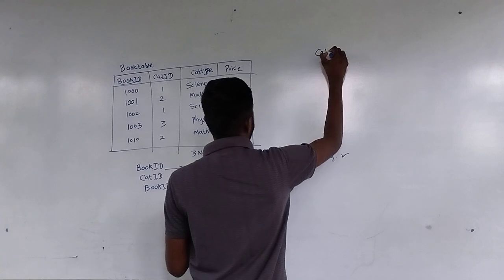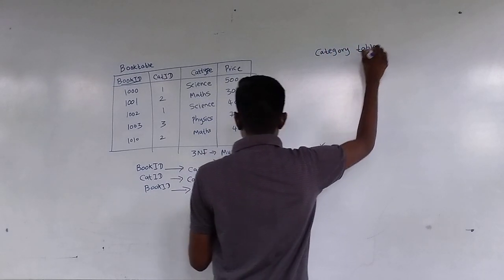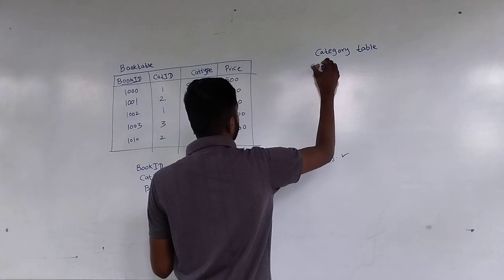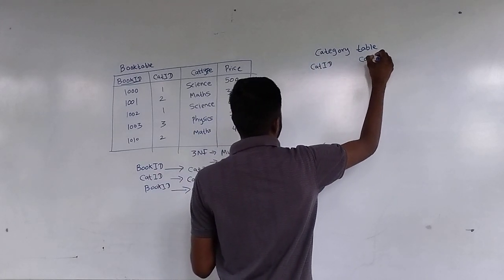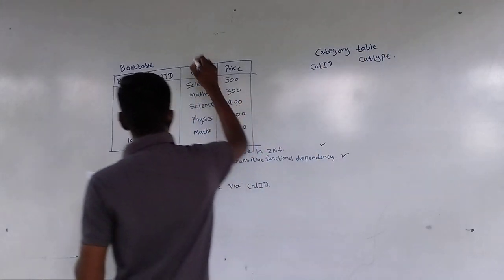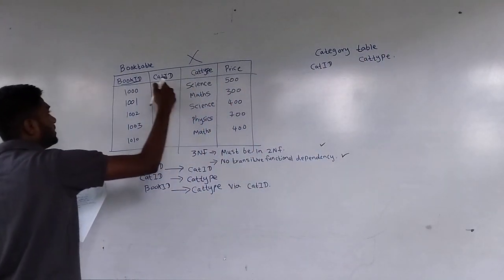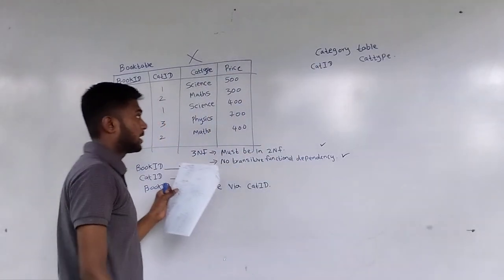So here I am going to have the category table, and here we are going to have, dear students, the cat ID and cat type, because those are the reason for this table not to be in 3NF. What is the reason this table is not in 3NF? Cat type is dependent on cat ID, so take those two attributes to a separate table.